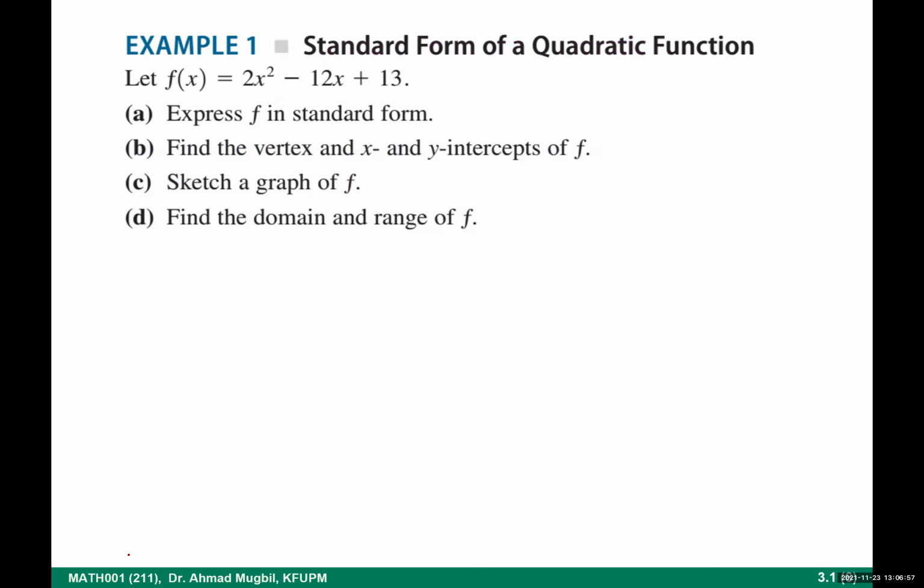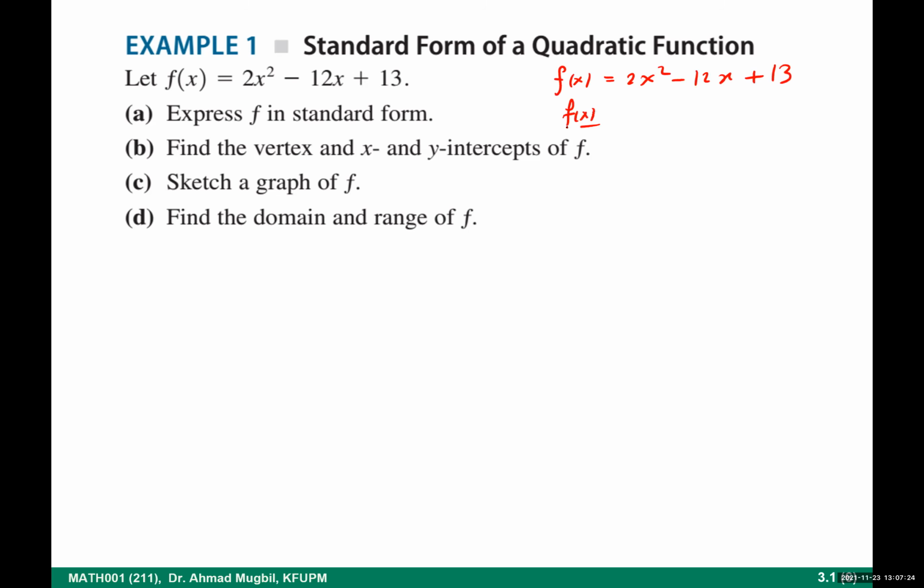Let's take an example. Let f of x be 2x squared minus 12x plus 13. Express it in the standard form. What to do to express this in the standard form? We will complete the square. How to complete the square here? So let's follow what you are saying. You are saying divide by 2. Okay, keep that in mind.